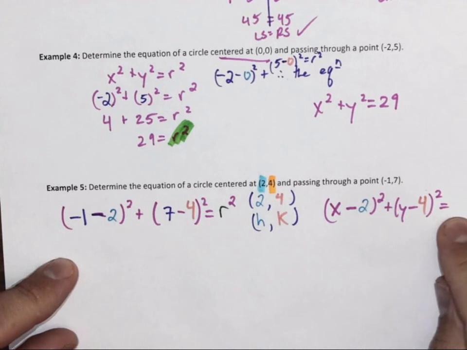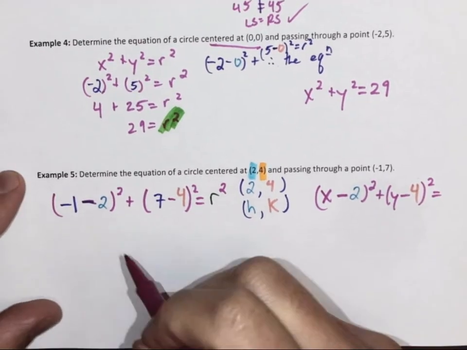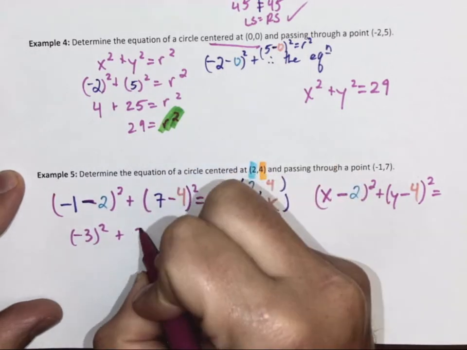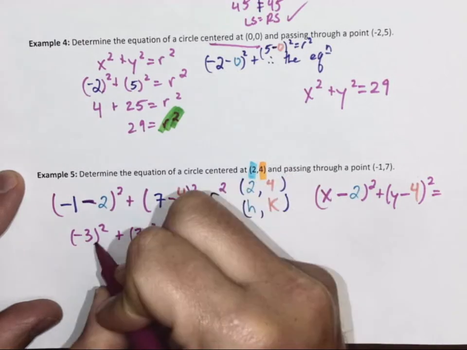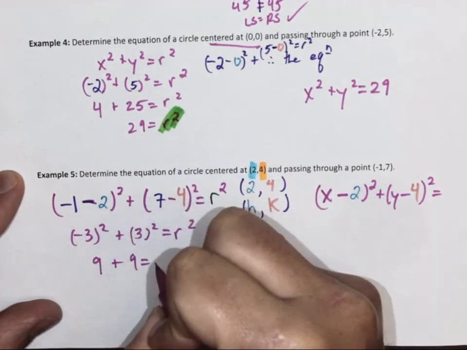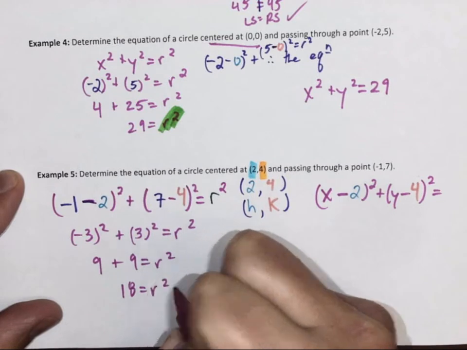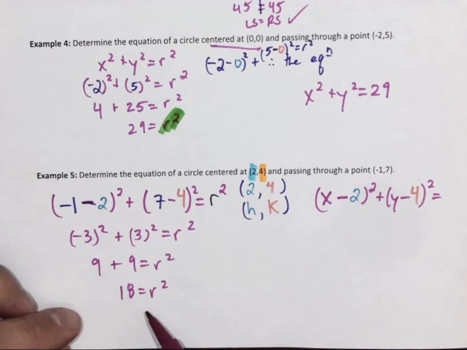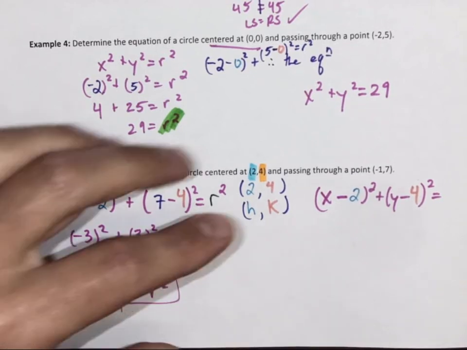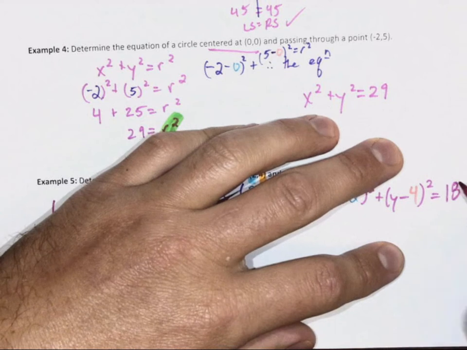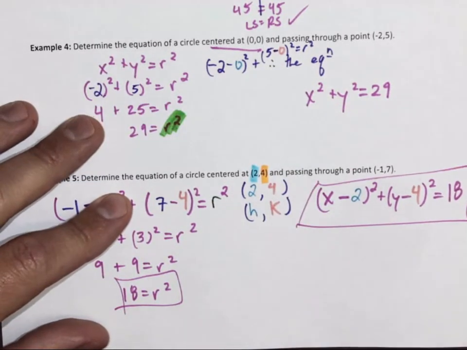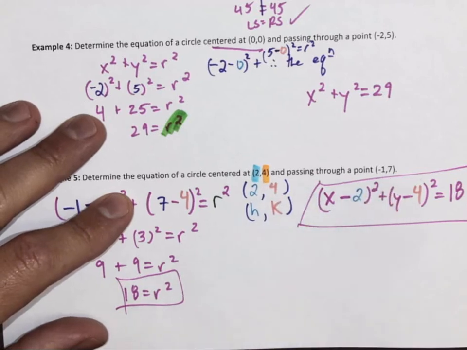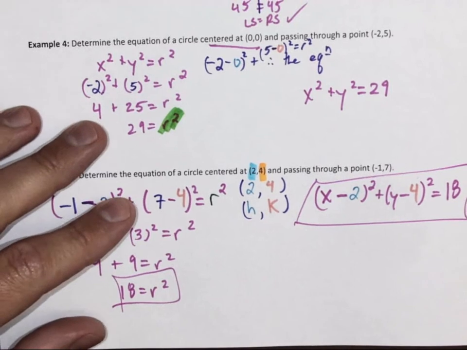So this is almost the full equation. Let's see, -1 take away 2 is -3 squared. 7 take away 4 is 3 squared. So we're going to have 9 plus 9 is radius squared. The radius squared is 18. If I asked you how long the radius actually was, we would take the square root, but it doesn't matter. That is what we're looking for, that 18. So that 18 goes over here. And that is the equation of a circle that is centered at 2, 4 and passes through the point -1, 7. The x and the y still remain.